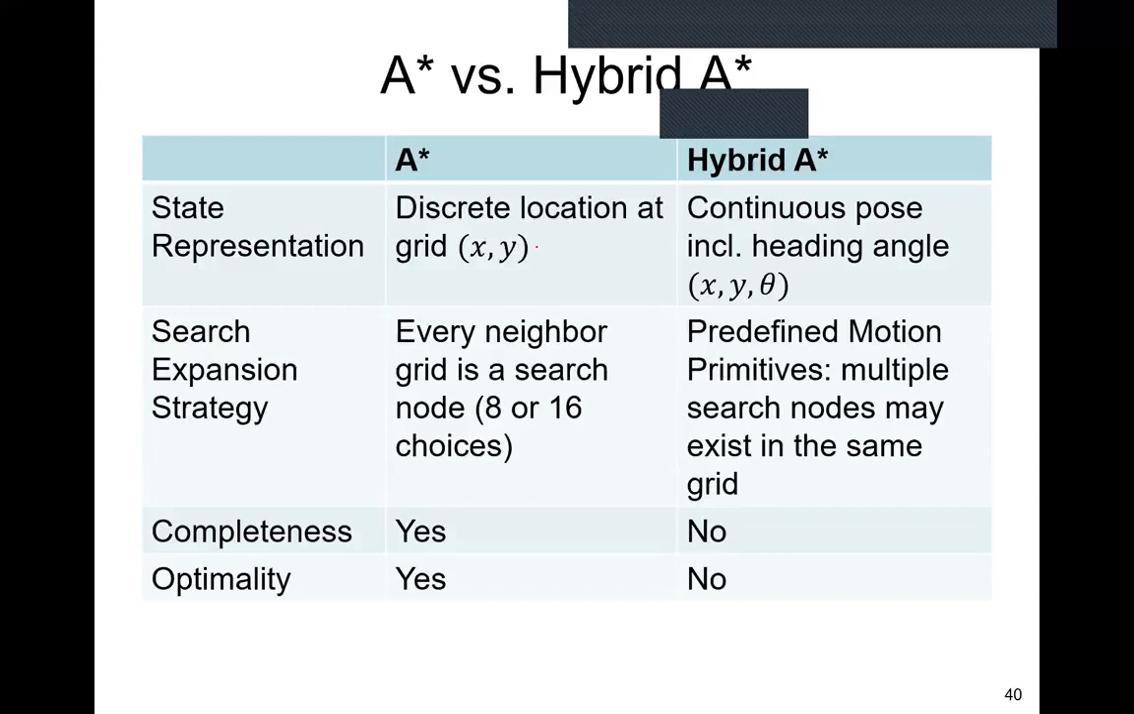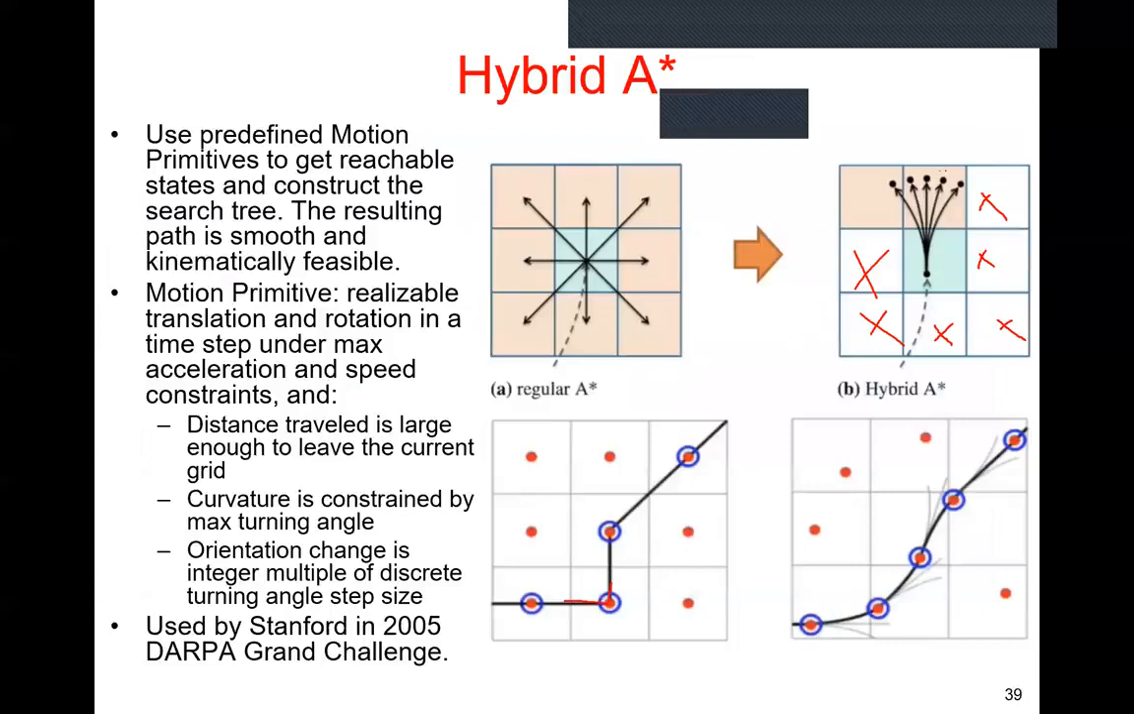For hybrid A star, you are based on predefined motion primitives. So multiple search nodes may exist in the same grid. So here we have 4 possible positions in this one grid, but 1 possible position in the other grid. And then you must explore every one of these 5 positions in the next step.